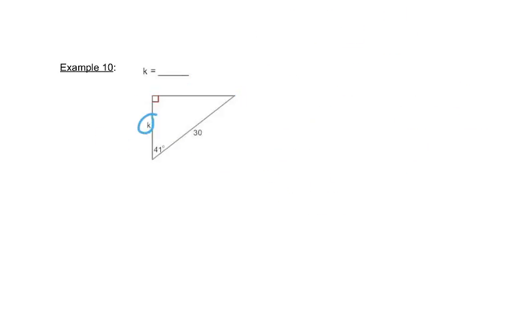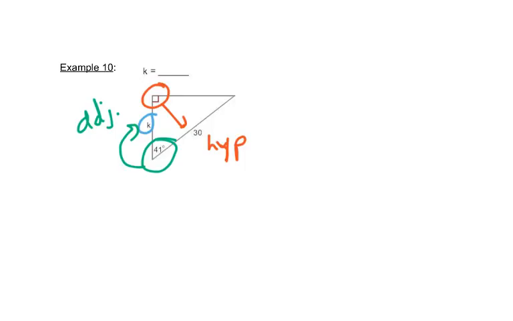So here we're trying to find K. Here's our right angle, so this side's the hypotenuse. Here's the angle that's given to us. Right next to it then would be adjacent. So adjacent hypotenuse is cosine. So we'd have cosine of 41 is equal to K over 30.